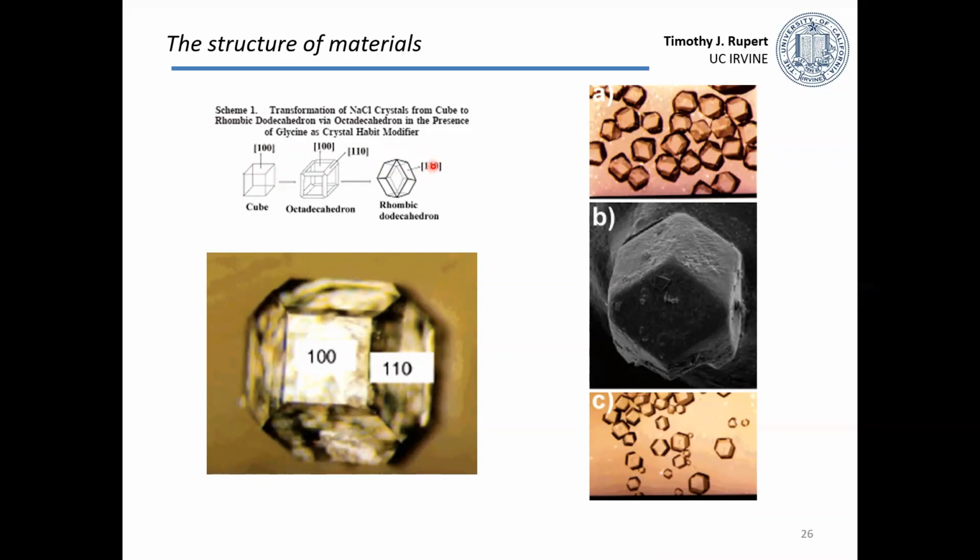If you have these 1, 1, 0 type planes, you'll instead form this shape with these angled sides, which is called a rhombic dodecahedron. And if you look at that in an electron microscope, you can see those different facets that they were predicting, and this lets these salt particles flow better.